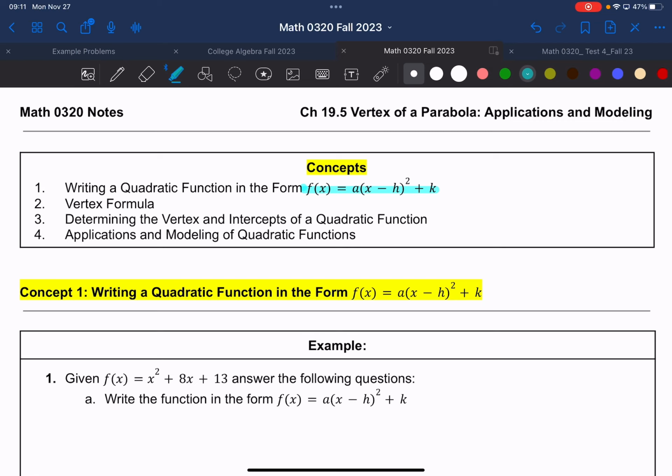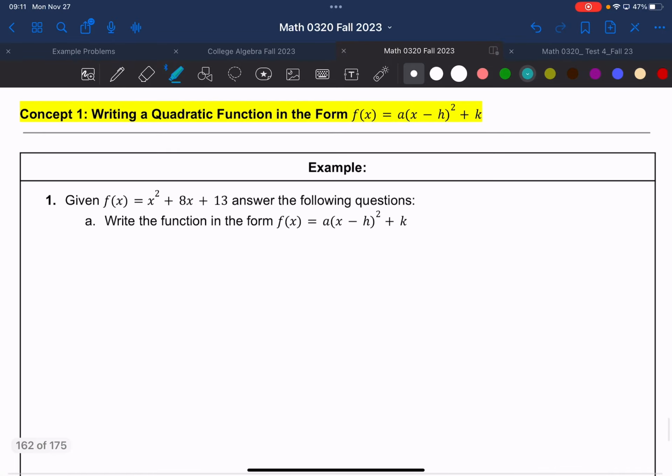We're going to look at that vertex formula, and then we're going to determine the vertex and intercepts of a quadratic function, and then look at some applications that we would use this vertex formula for. So concept 1, writing a quadratic function in the vertex form. We are going to be using that concept of completing the square. Okay, so that concept we learned a couple notes ago of completing the square is coming back again.